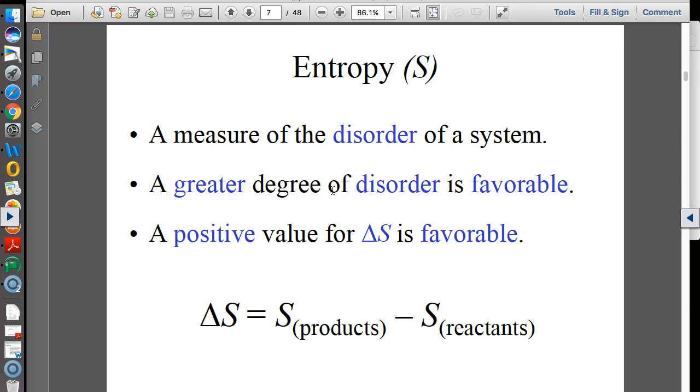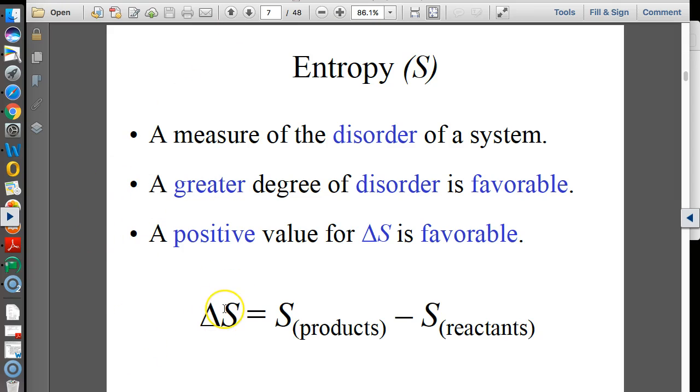A greater degree of disorder is favorable. On the AP exam, if they ask you a question about entropy, you can't just say this reaction will be thermodynamically favored because it's more chaotic. The magic words for this situation are that most of the time you're heating the particles up or putting them in a situation where they become more disordered, but the idea behind both is there are more possibilities as far as the arrangement of the particles. That's going to be the driving force. Those are the magic words.